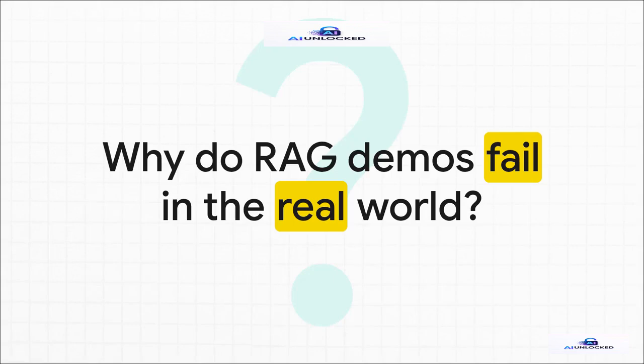So let's kick things off with a question that, I swear, trips up almost every developer. You build this awesome RAG demo, right? It works like a charm on your clean little test files, but then you feed it a real document, a financial report, an academic paper, and it just breaks. Why? Why does this keep happening?